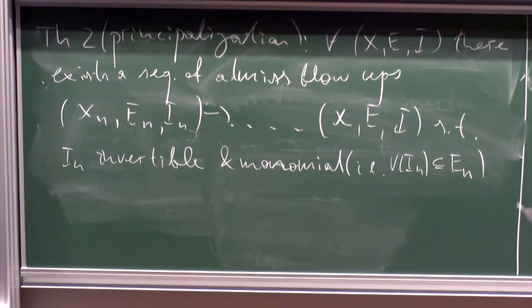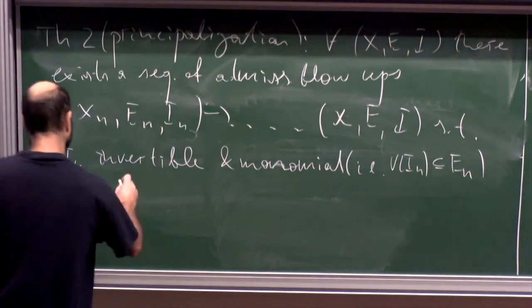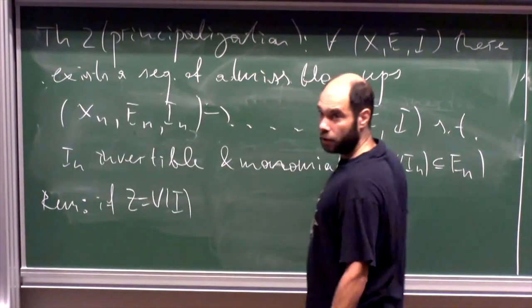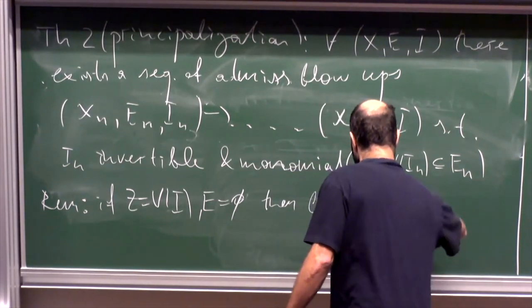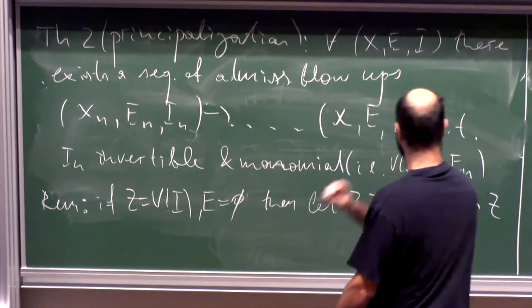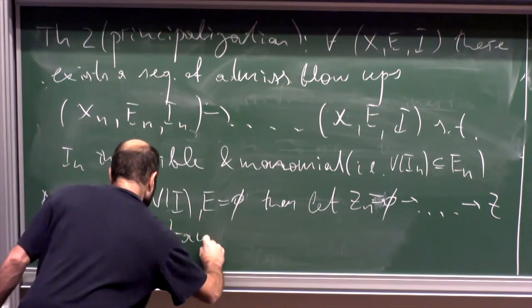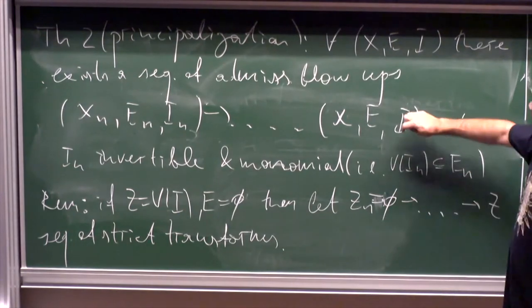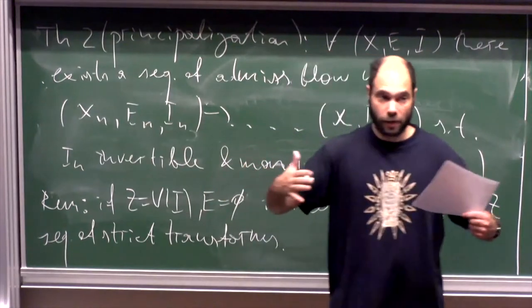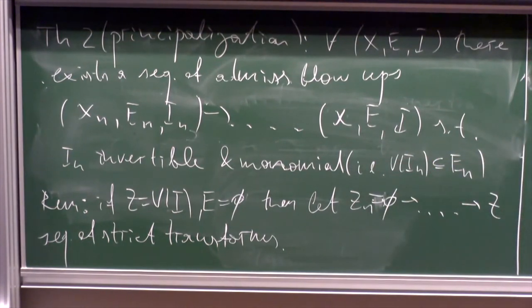Okay, now maybe just remark why this theorem is stronger than theorem 1. So if Z is vanishing locus of I in this situation, and we start with empty boundary, then let Zn equal to empty set go to Zn minus 1, and so on, to Z, sequence of strict transforms. I claim that the total strict transform is empty. Why? Because the pullback of I is supported on the exceptional boundary. So it necessarily means that, and we started with empty boundary, so it means that at some stage, strict transform was killed.